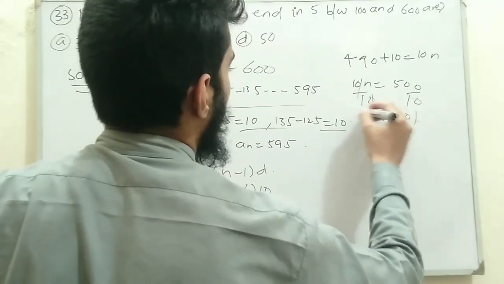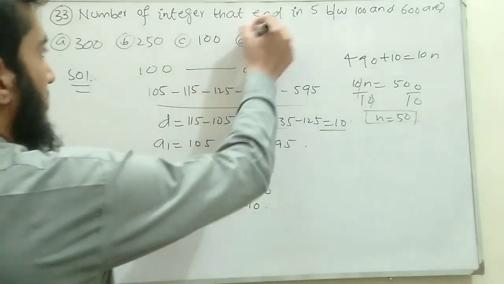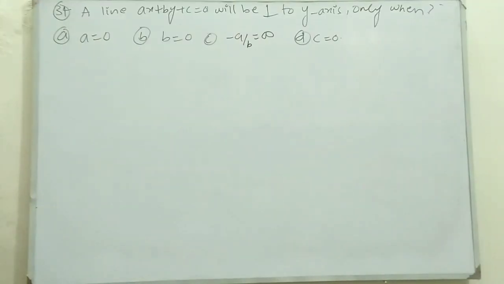So the number of integers that end in 5 between 100 and 600 is 50. So the correct option is option D. Now move toward MCQ number 34.